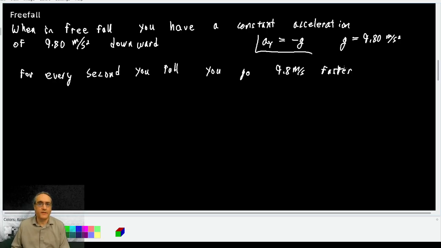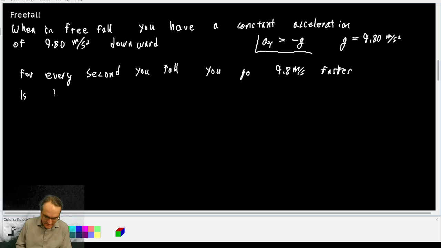By the time you hit 25 meters per second, you are going about the same speed as a car on the highway, in that 60-65 mile per hour kind of range. So we're getting almost halfway there. You'd be going 20-ish miles per hour after a second of freefall. It's pretty noticeable. After 2 seconds, you'd be going 19.6 meters per second.